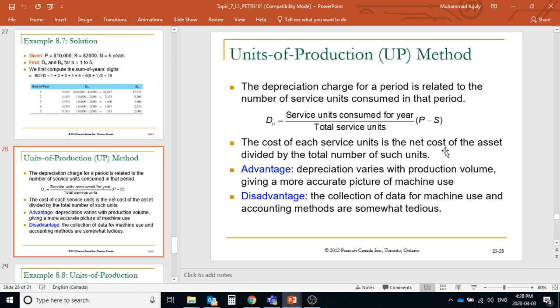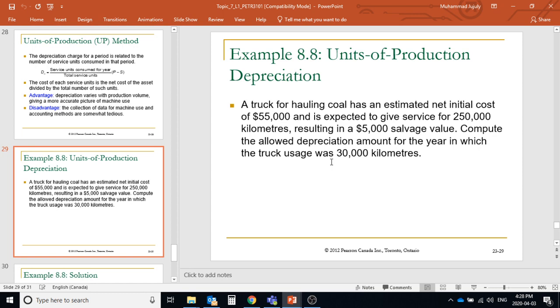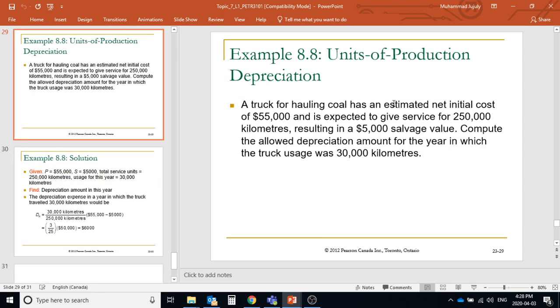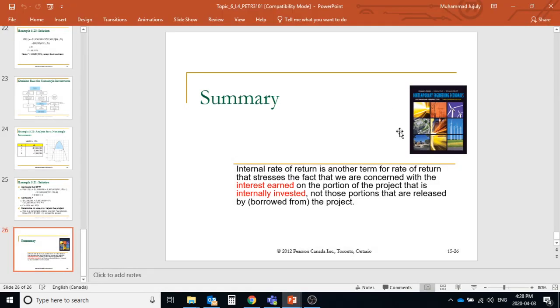the unit of production method. At first we will calculate the depreciation charge for a period related with the number of service units consumed in that period, and then we can calculate the unit of production depreciation per period. All right, so this is about the depreciation.